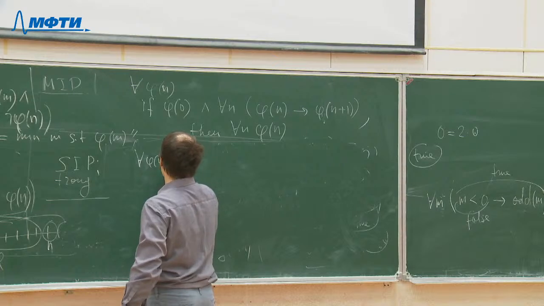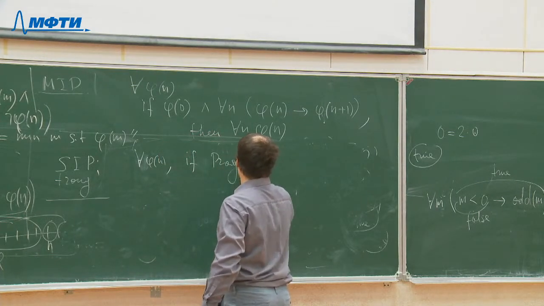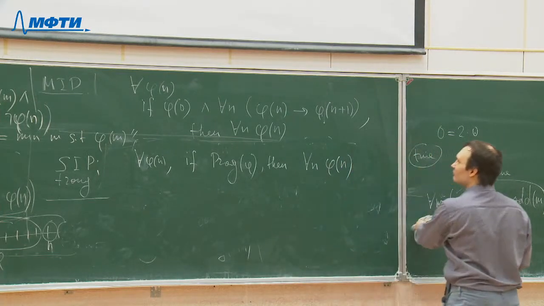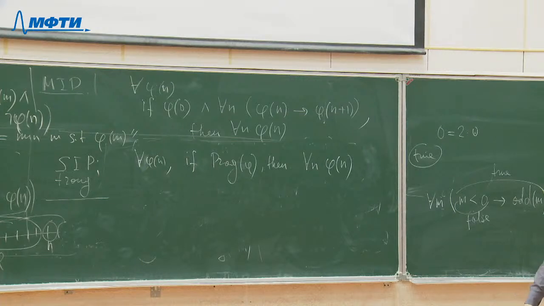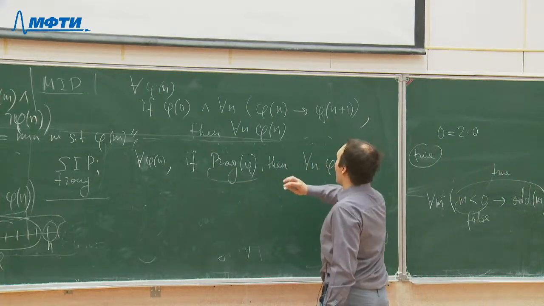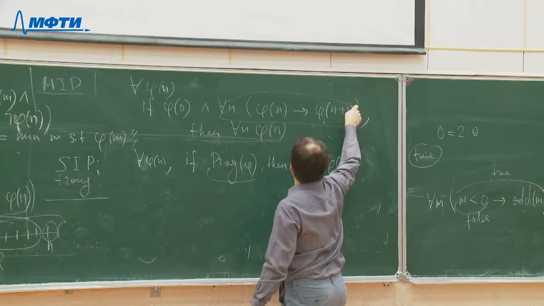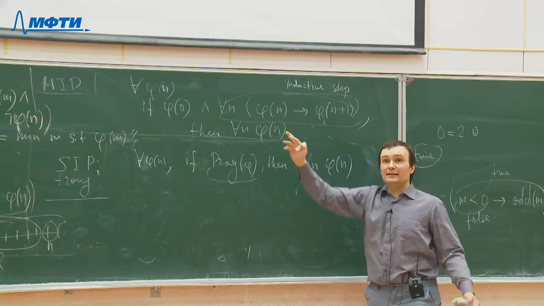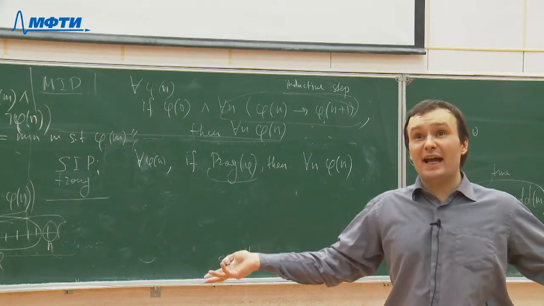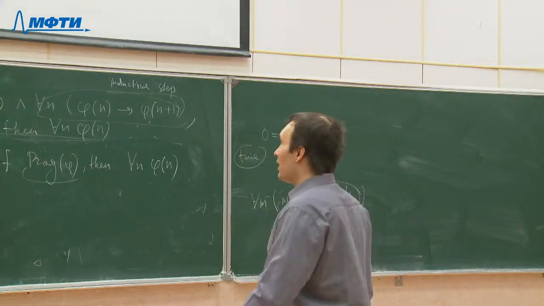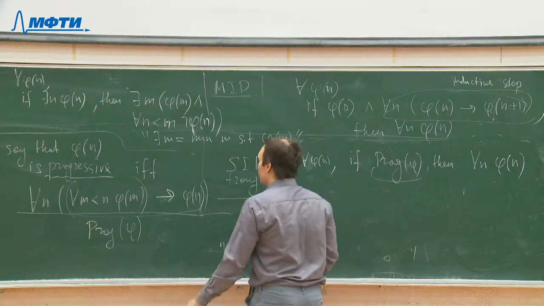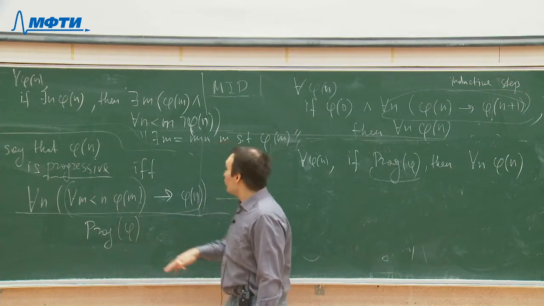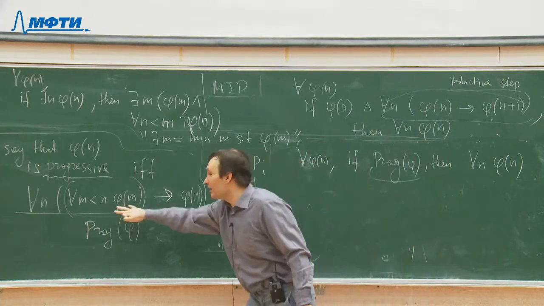So, for each phi, if phi is progressive, then every natural satisfies phi. Is it clear? Oh, by the way, this thing is quite close to our inductive step. In this case, the inductive step says that if phi takes n, then it takes n plus 1 as well. But now the inductive step is trickier. Now we say that if phi takes all numbers less than n, not only the previous one, but every number less than n, then it takes n.